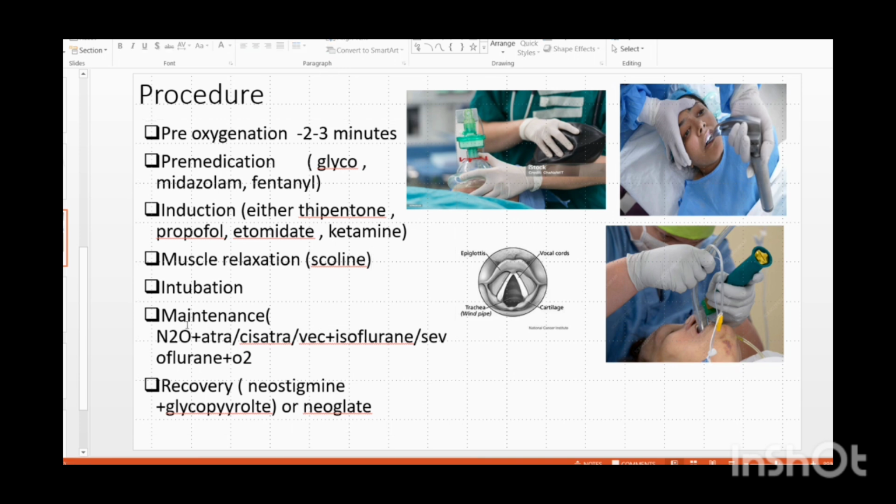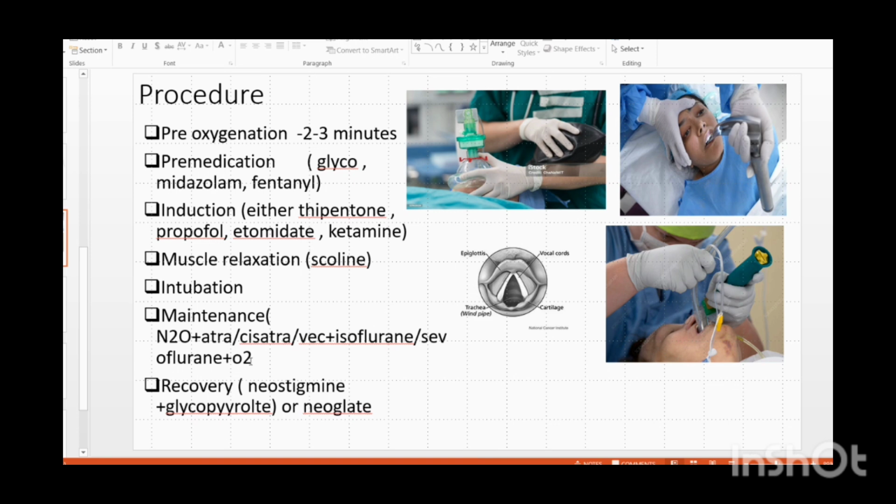After this, what is the next step after intubation? The next step is to maintain the patient. We will maintain the patient using this combination: nitrous oxide or air. Nowadays they are not using nitrous oxide because it can cause dementia, so they are using air instead of nitrous oxide. Either air or nitrous oxide, plus atracurium or cisatracurium or vecuronium, any one of these muscle relaxants, plus isoflurane or sevoflurane, any one of these inhalational agents, plus oxygen.